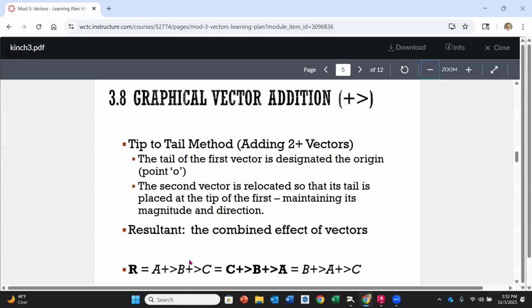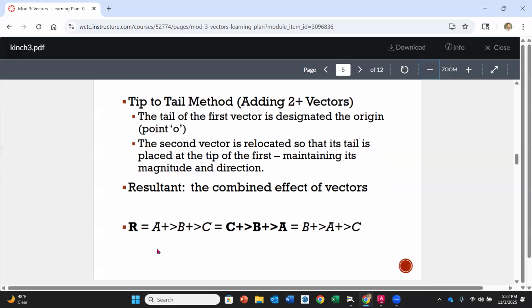So it's what we also refer to as the combined effect of vectors. Resultant many times is going to be signified by the letter capital R. We're also going to see some J's and K's in the examples that we do, but for the most part, resultant is an R. And in the vector equation that I have, we have A plus, then a greater than symbol, B plus greater than symbol, C. In this case, that greater than symbol changes this operator from an algebraic addition to a vector addition.